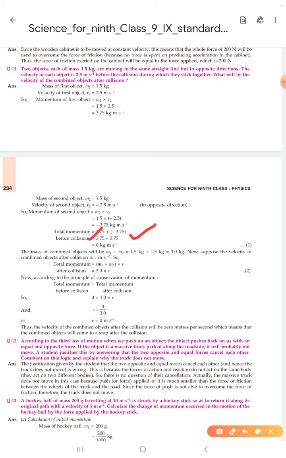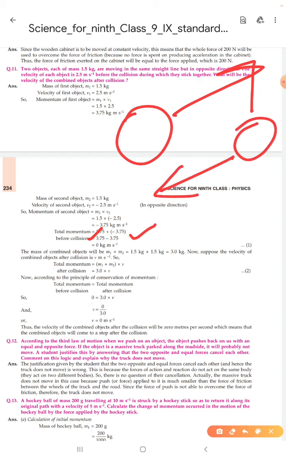that velocity is a vector quantity, okay. If a body is moving in this direction, we are taking it as positive, then the object which is moving in the opposite direction should be taken as negative. That's why we use one velocity as positive and another velocity as negative. Okay, that's why the total momentum is 0 kg meter per second. This is an important point. Okay, then total momentum is 0 kg meter per second.